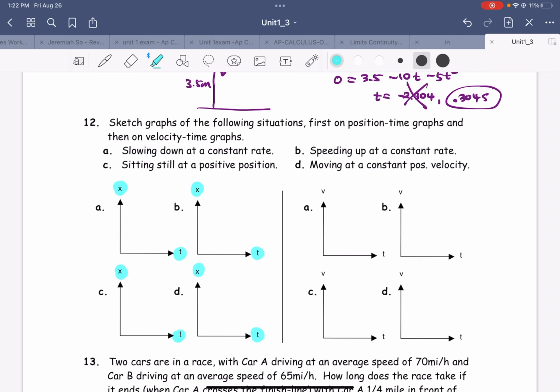And then velocity time. So this is velocity time. Okay, those are 4 situations. You have to draw a total of 8 graphs. Now, let's graph it one by one.